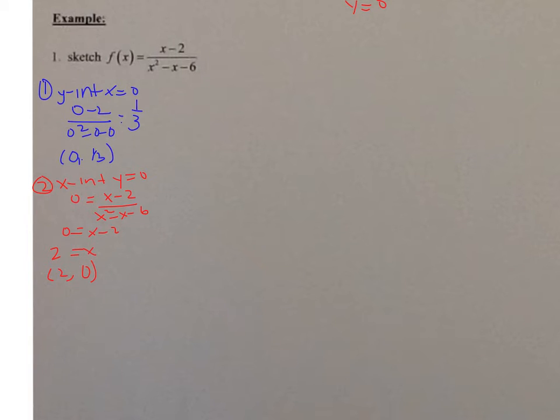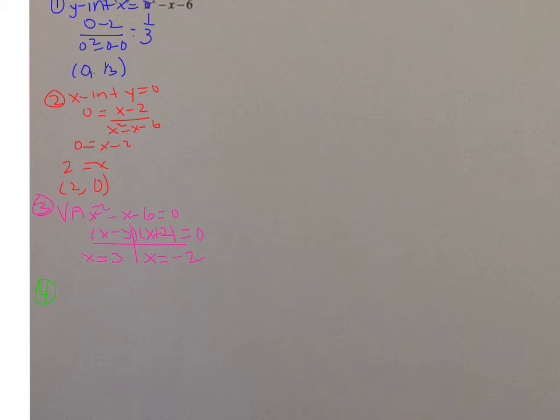Okay, now I want my vertical asymptotes. Your vertical asymptotes are when the denominator is equal to 0. So x squared minus x minus 6 equals 0. So you factor that and you get x minus 3 times x plus 2 equals 0. So your vertical asymptotes are x equals 3 and x equals negative 2.